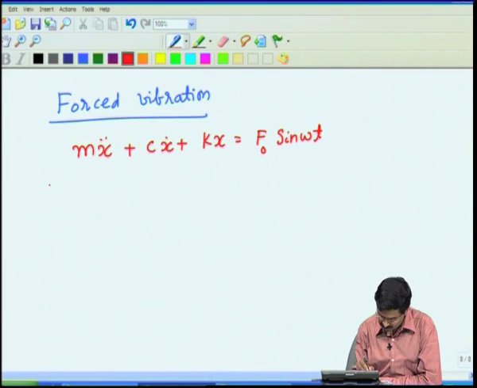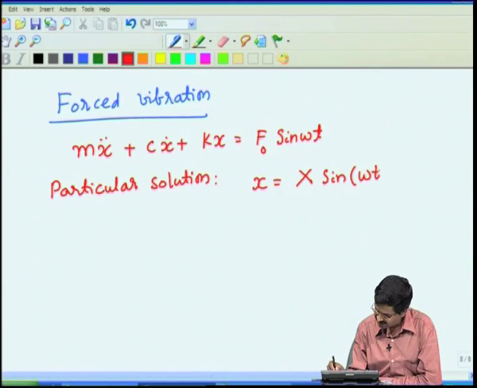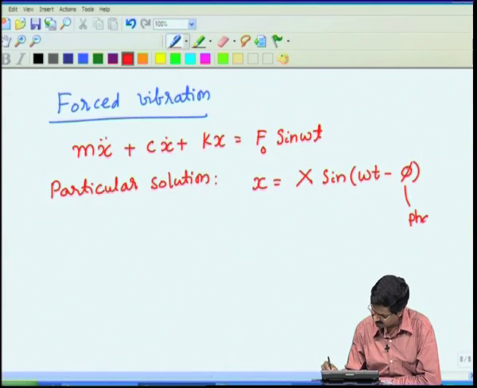Now, we can also write a particular solution for this force that we have. x then will have whatever solution that we had earlier. In addition to that, we will get a particular solution which will be of this form, where x is just some constant times sin omega t, the same frequency, minus some phase phi. So, this phi is called the phase difference.